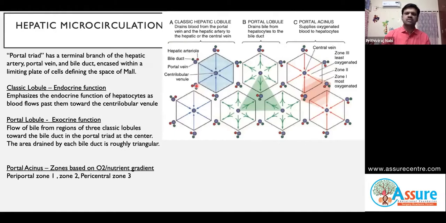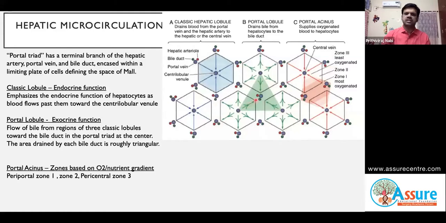So coming to the more functional portal lobule, this was based on the flow of bile. The bile is flowing from here into roughly 3 central lobular venules, which is roughly a triangular space. So the portal lobule is based on flow of bile from the region of 3 classic lobules towards the bile duct in the portal triad at the center.